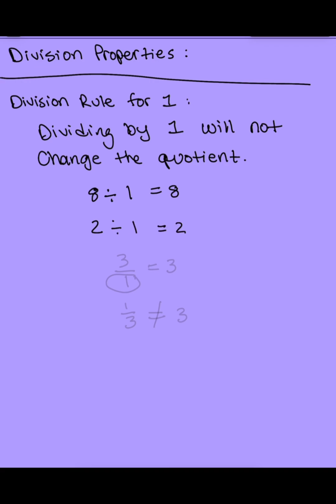This only works when the 1 is in the denominator. So like 3 divided by 1, I get 3. But 1/3 is not equal to 3. So it doesn't work for having 1 in the numerator. That only works if you put 1 in the denominator, if you are dividing a number by 1.